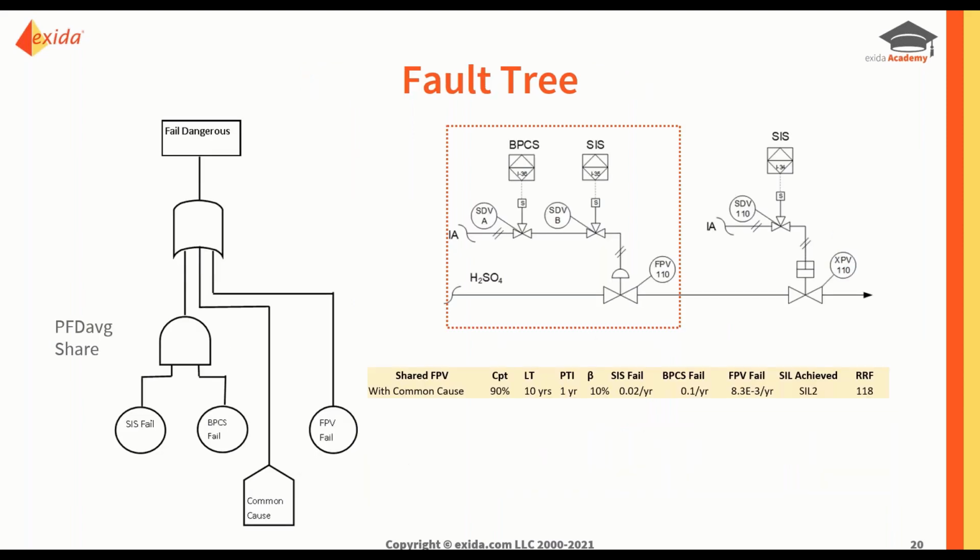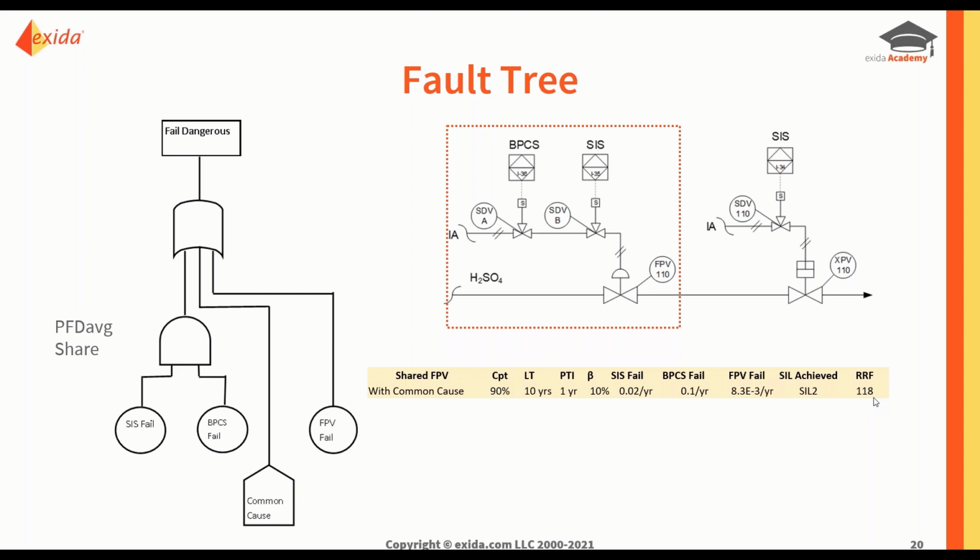So if we consider the fault tree, if you wanted to look at it this way, we would have the SIS failure and the BPCS failure, or we would have the common cause aspect, or we would have the FPV fail. And if we plug in the numbers for the FPV failure, and 8.3 times 10 to the minus 3 per year is a realistic number, the BPCS would be a 0.1, and let's say the SIS is a 0.02 per year, using a 10% beta and the same as before, we'd end up with a SIL 2 with a 118 RRF. So we've dropped even further because now we have to consider the dangerous failure of that FPV.